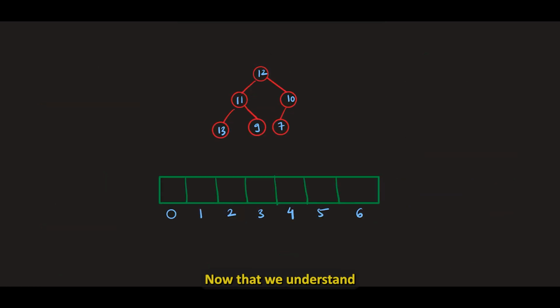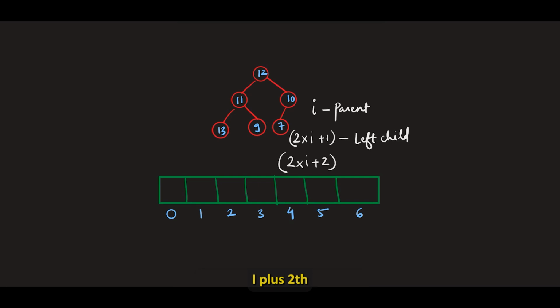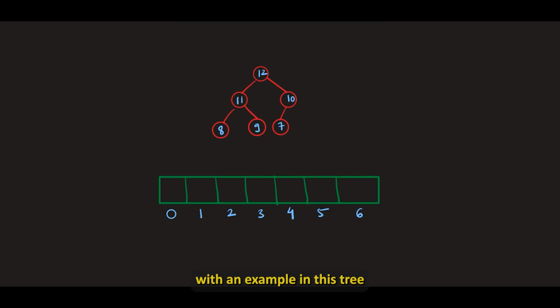Now that we understand the properties of binary heaps, let's check out how they are represented or stored in a program. So they are stored in arrays where if the ith node is the parent, then the 2 times I plus 1th node is the left child and the 2 times I plus 2th node is the right child. Now let's understand this with an example. In this tree, since 12 is the root, it will go to the 0th index. So 12 will go here.